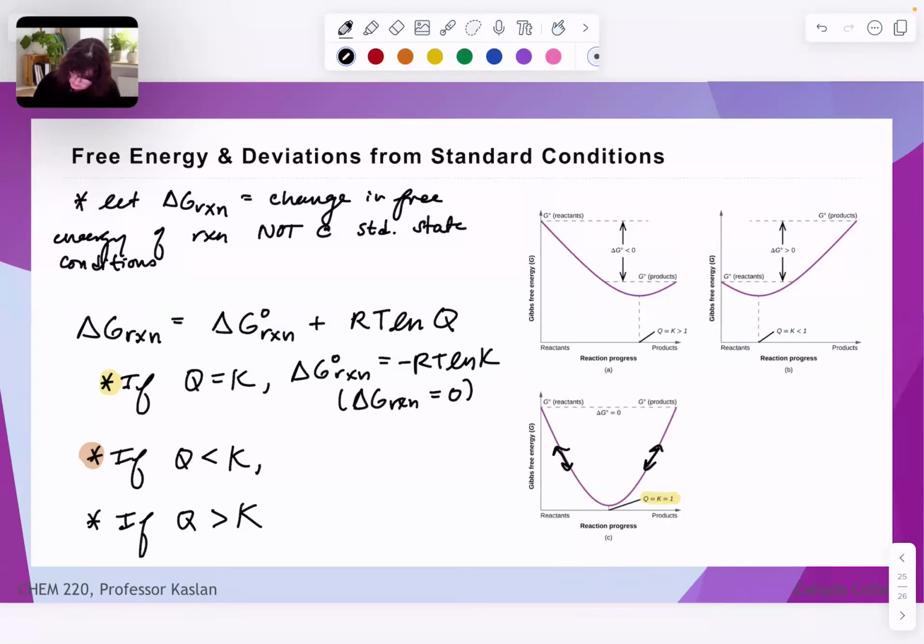So here, if Q is less than K, then we have concentration of product to the X over concentration reactant to the Y. This is going to be larger, and this is going to be smaller. So we expect a shift right to achieve equilibrium.